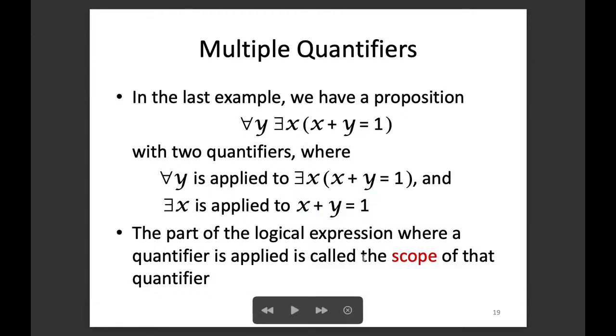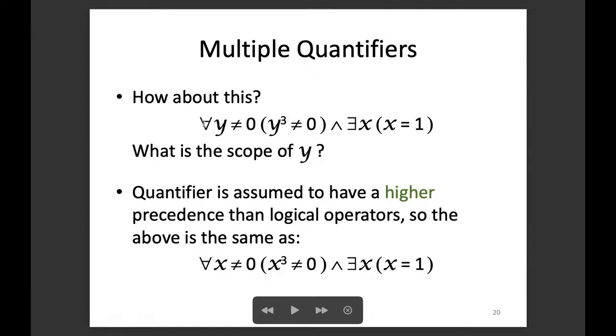And then we also talk about the scope of a quantifier, that is, how far the quantifier for every y is affecting the expression. This part is the scope of for every y. And how about there exists x? This is the scope of there exists x. The concept of scope is just how far it is affecting, and it appears as well when you are studying some programming language like C or C++.